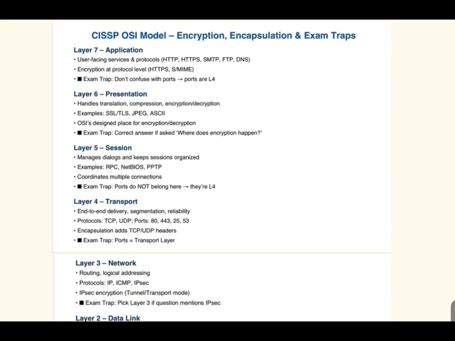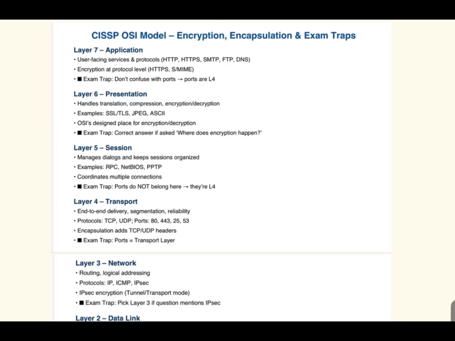In this session, we will discuss the OSI model, encryption, encapsulation, and some exam traps. So, the OSI model, we all know about it and how important it is. So, we will go through it one by one.